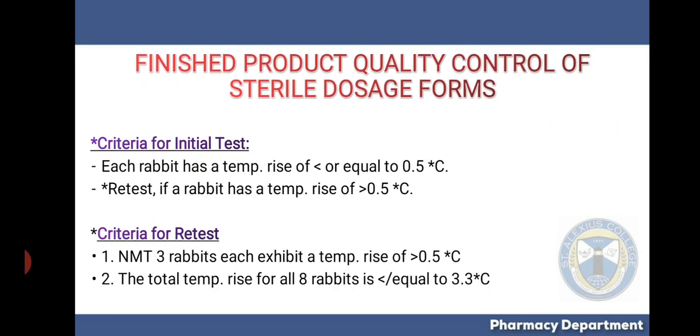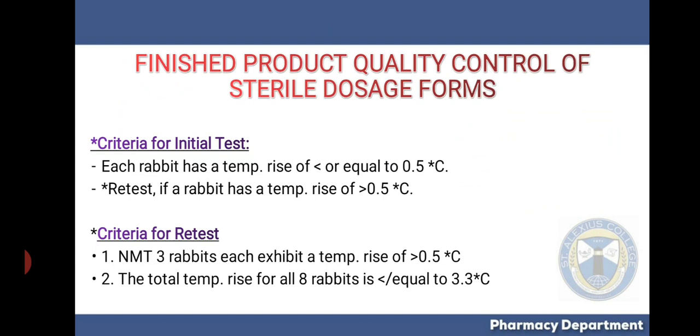For the criteria for the initial test, each rabbit has a temperature rise of less than or equal to 0.5 degrees Celsius. You retest if a rabbit has a temperature rise of greater than 0.5 degrees Celsius. For the criteria for retest, not more than 3 rabbits each exhibit a temperature rise of greater than 0.5 degrees Celsius. The total temperature rise for all 8 rabbits is less than or equal to 3.3 degrees Celsius.